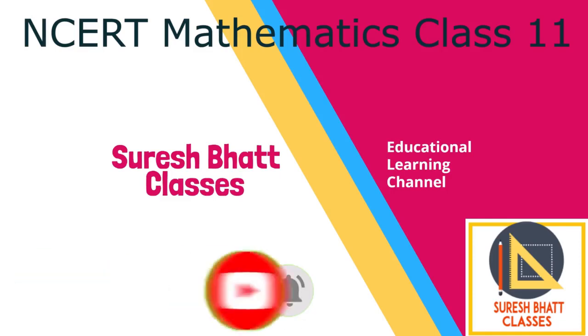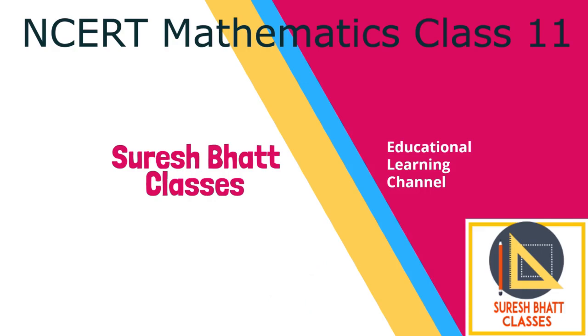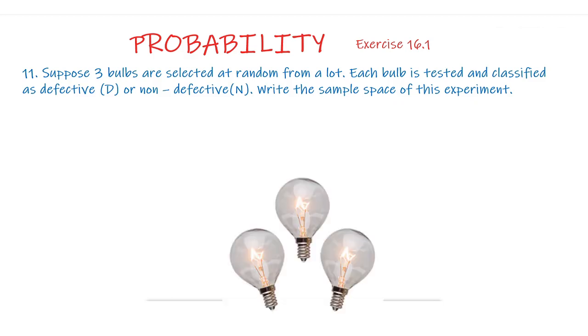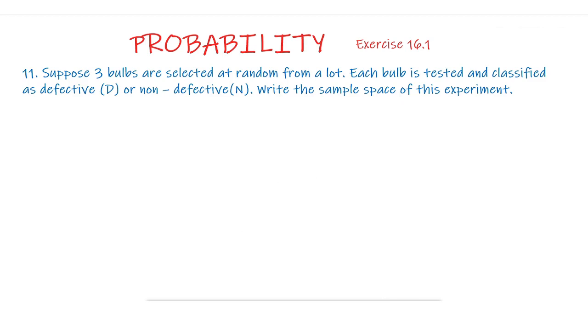We are going to solve probability exercise 16.1 question 11. Suppose three bulbs are selected at random from a lot. Each bulb is tested and classified as defective (D) or non-defective (N). Write the sample space of this experiment.